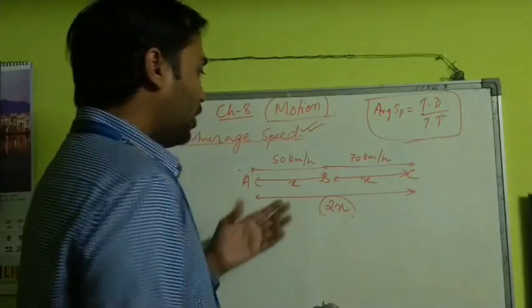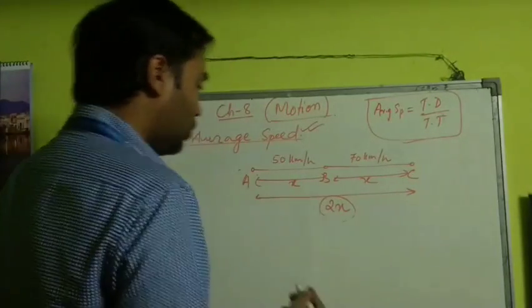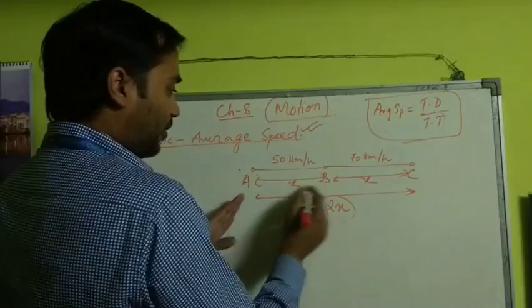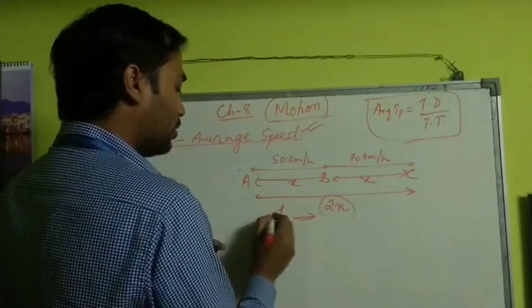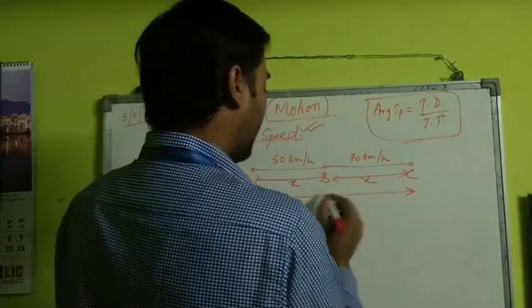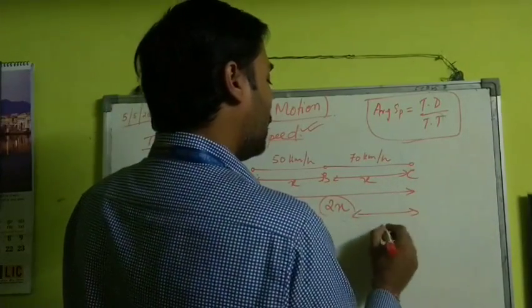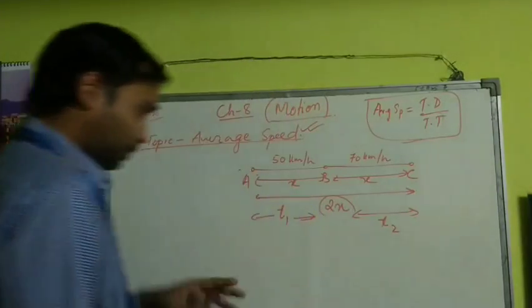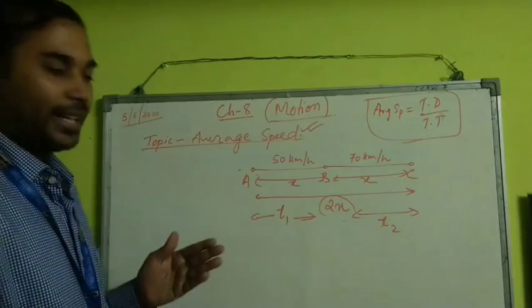Now we don't even know what? Time. So let us assume the time taken by the vehicle from point A to B as T1, and the time taken for the vehicle to move from point B to C as T2. Now we know what speed is. Speed is equal to distance by time.